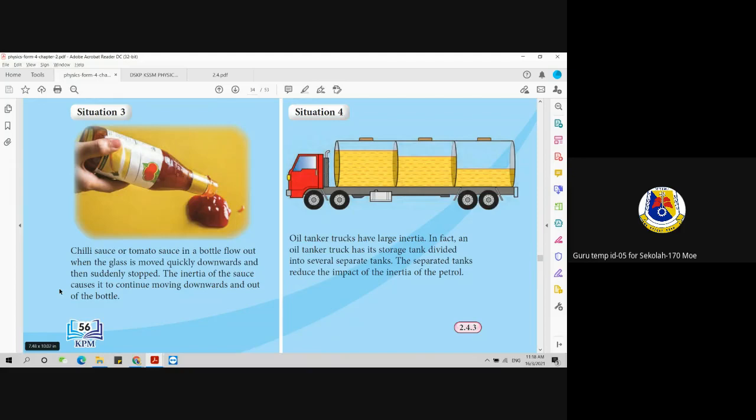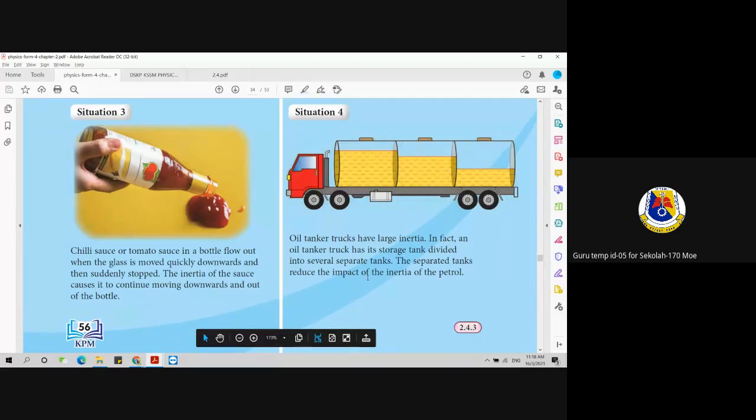So when we want to pull out the chili sauce or tomato sauce, we just simply check the tomato sauce. Actually, it also can, but it's very hard. But when we quickly punch at the bottom, the glass will move very quickly downward, and then after that, the glass will stop immediately. Then the inertia of the sauce will cause it to continue moving, and then it will easily pour out the tomato sauce or the chili sauce. So this is an extra knowledge situation for that.